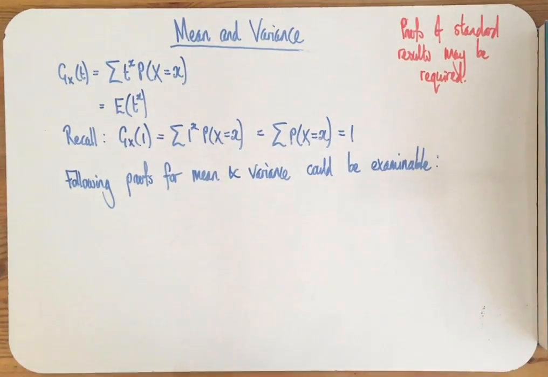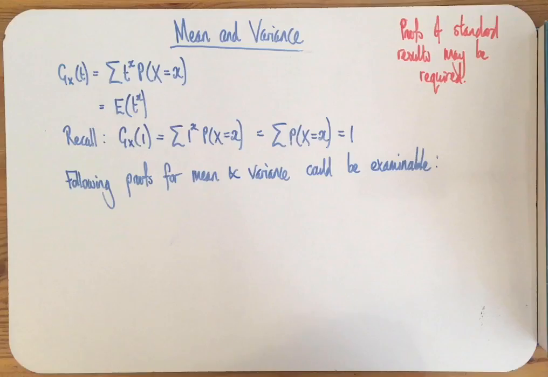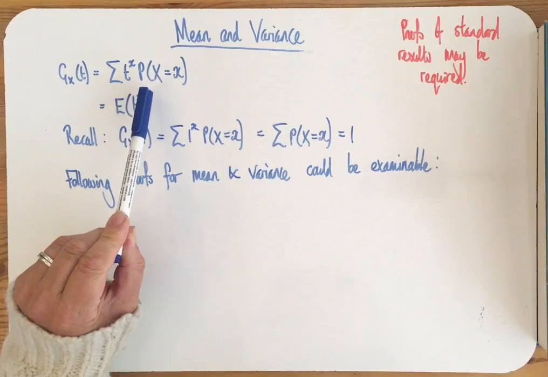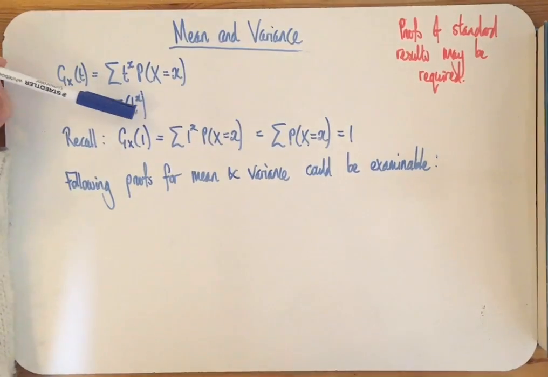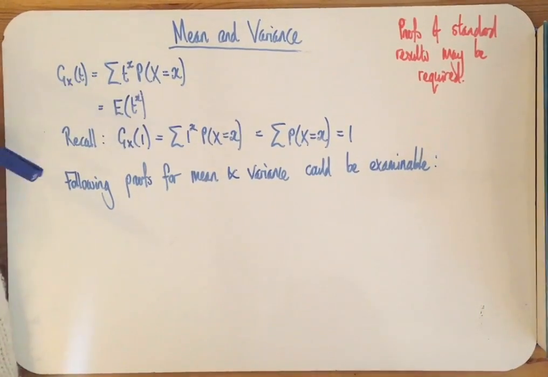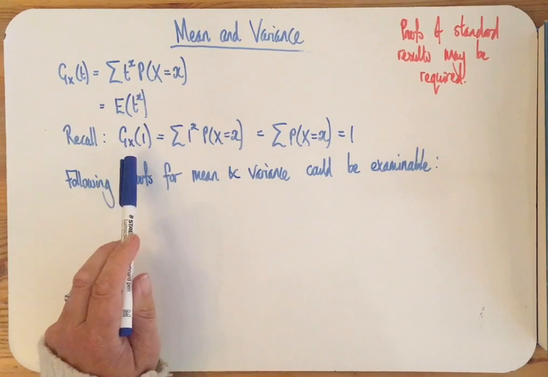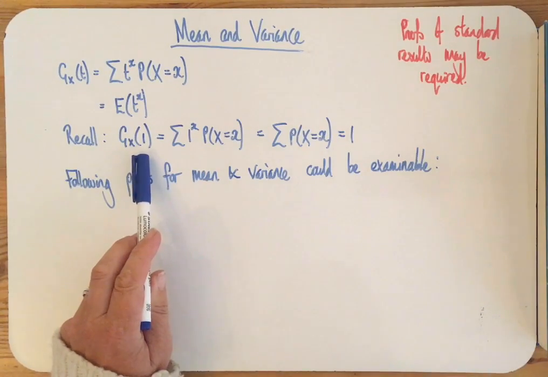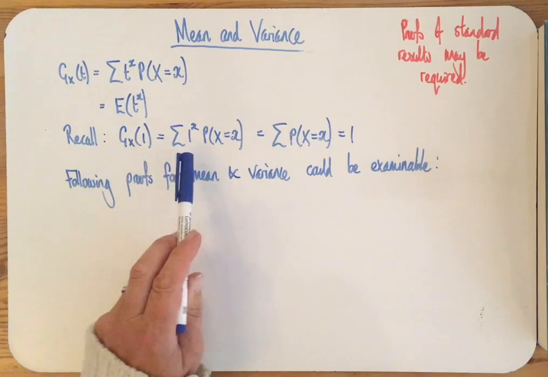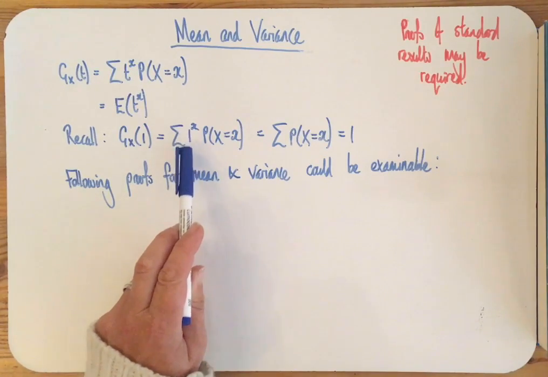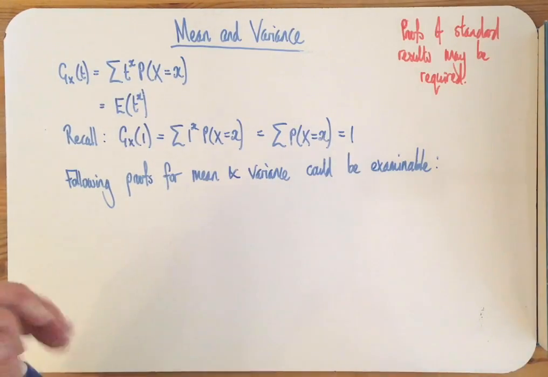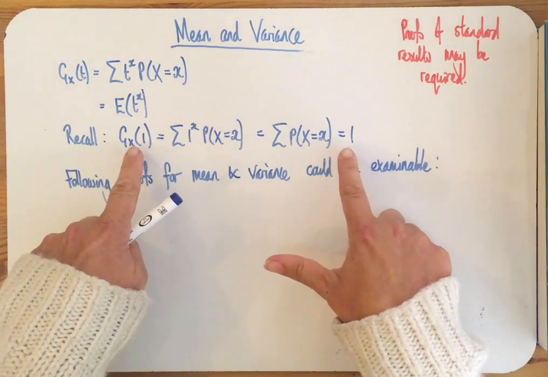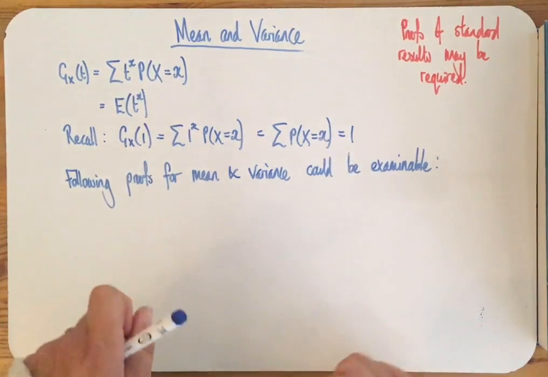Okay, so mean and variance of probability generating functions. Quick recap here, you should be quite familiar with this bit by now. The sum of t to the x times the probability that X equals x is the same as the expectation of t to the X, which we looked at a couple of lessons ago. And just to remind you, if you feed 1 into your probability generating function, 1 to the power x is 1, so you just get the sum of all the probabilities, which is equal to 1. So G_X(1) equals 1.